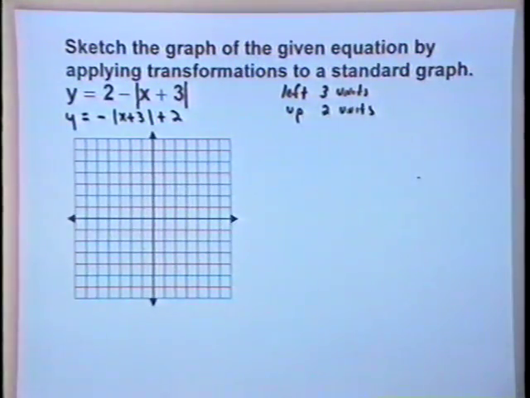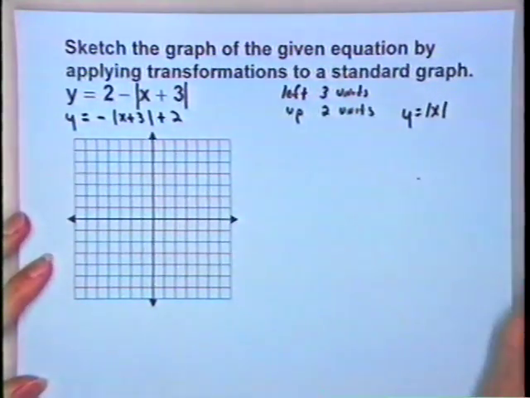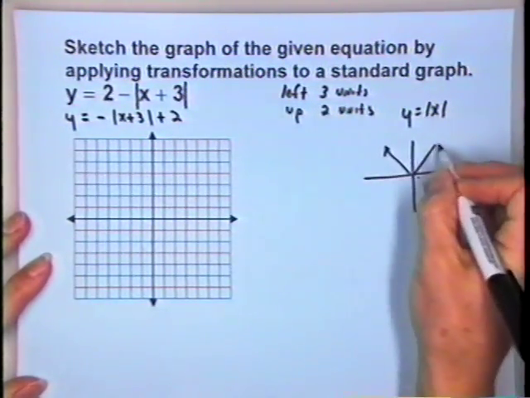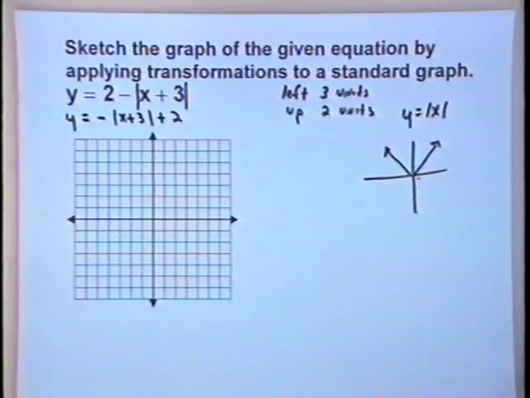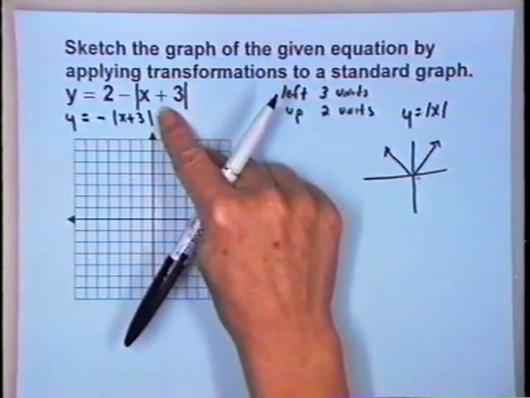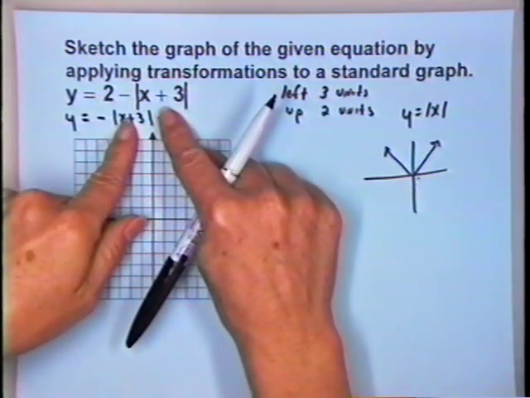Have you recognized your basic standard graph? It's y equals absolute value of x, right? Mental picture, remember, is that V shape. Now, let's talk about that negative sign there, okay? Now, let's not worry about this plus 2 right here. Is the negative with x? It's not, is it? It's not inside the absolute value where the x is.